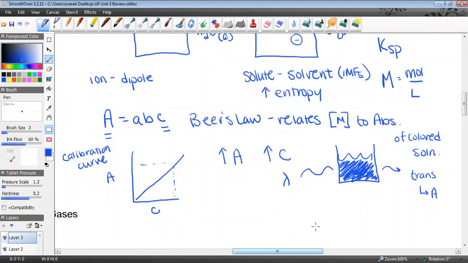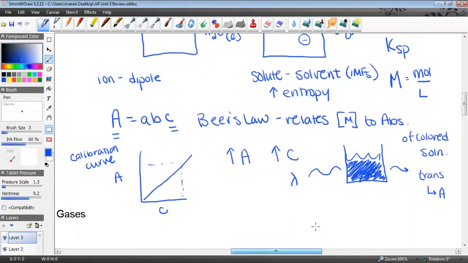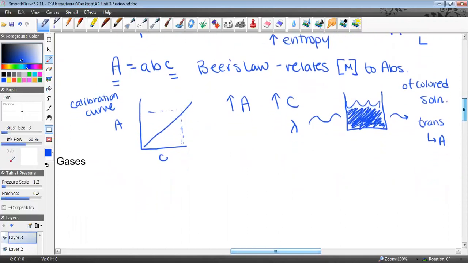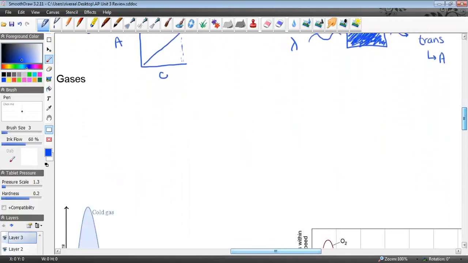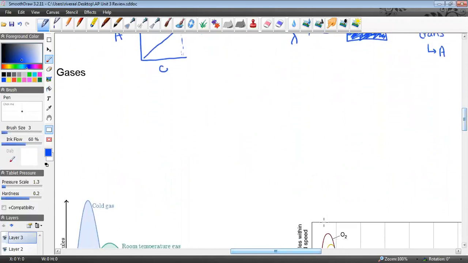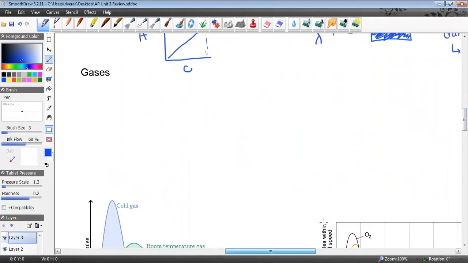But before we do that, oh, it's 11:50. I'm supposed to let you guys go. If you want to go, you're free to go. Otherwise, I'm going to keep talking about gases. Is everybody okay? I hope we're okay. Let's talk gases and then we'll come back to that spectroscopy conversation.